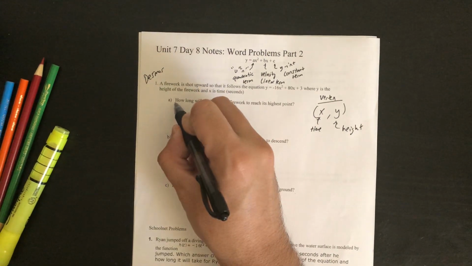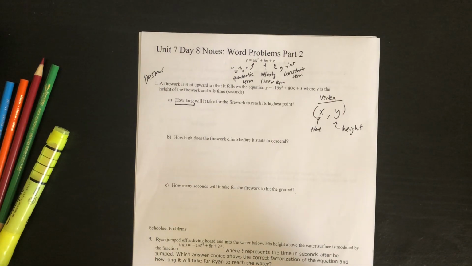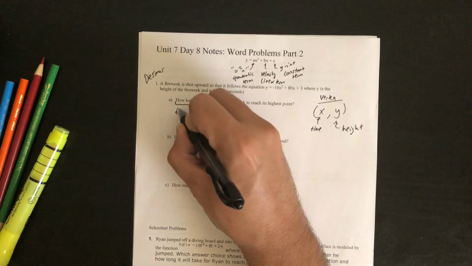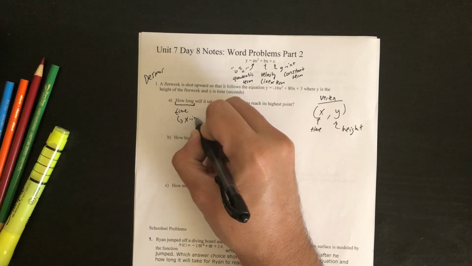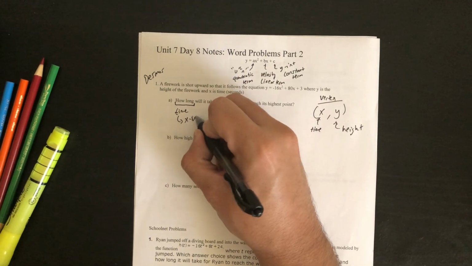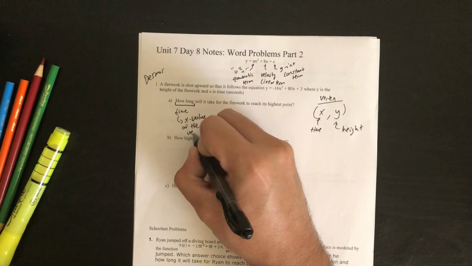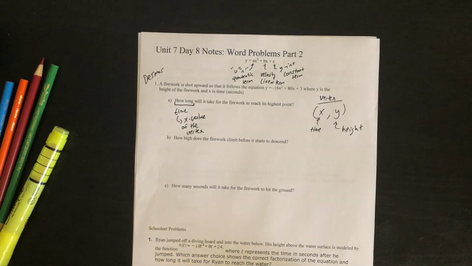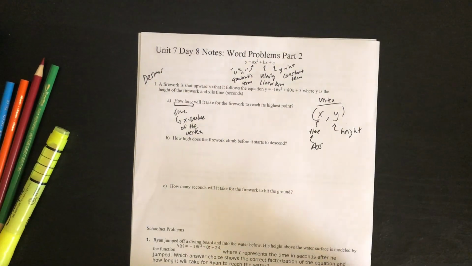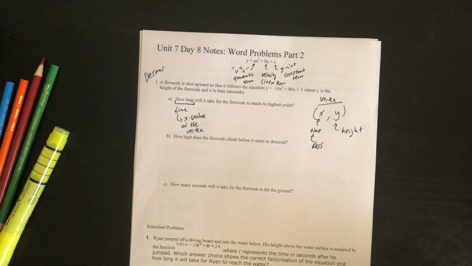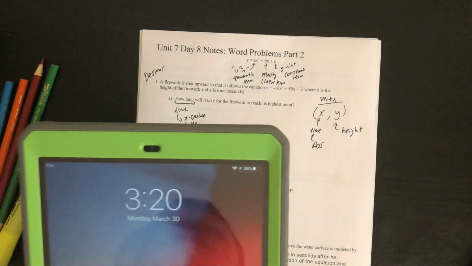So let's start with question A. They said how long will it take before it reaches its highest point? How long typically deals with time. Okay, so they're asking me for the x value of the vertex. Okay, and we know that the x value is the axis of symmetry. And because we're using decimals, I'm not going to take the time to try and do negative b over 2a, okay? Which, I mean, it doesn't take that long.